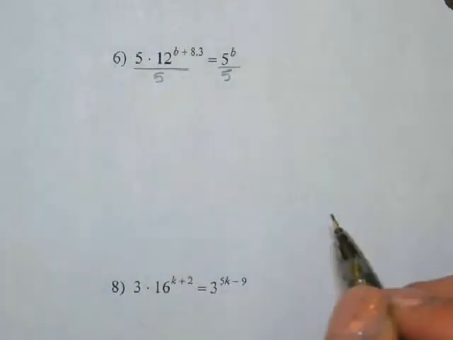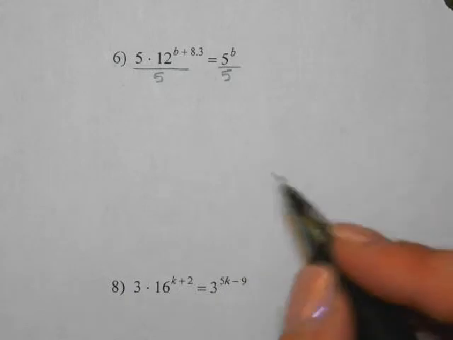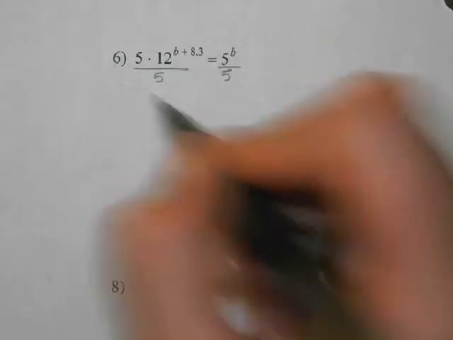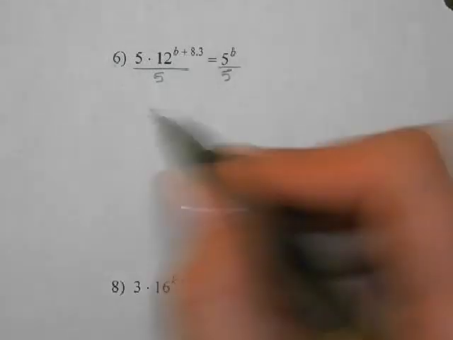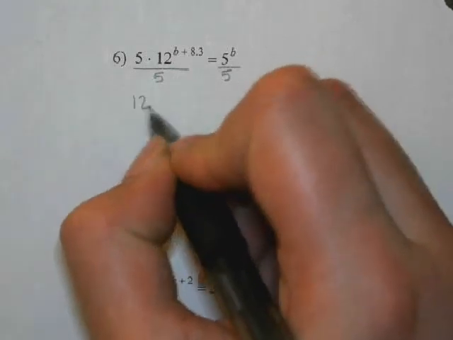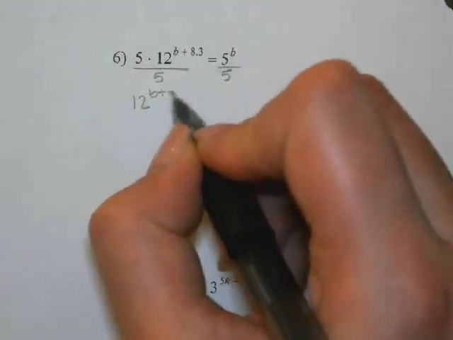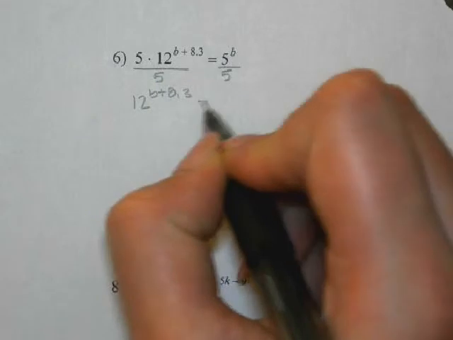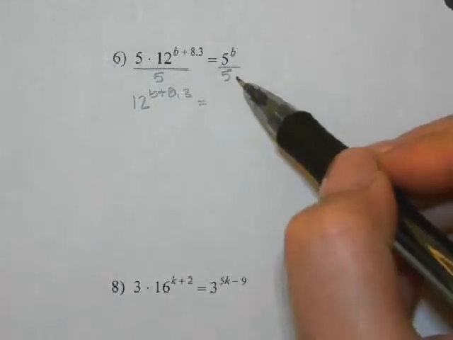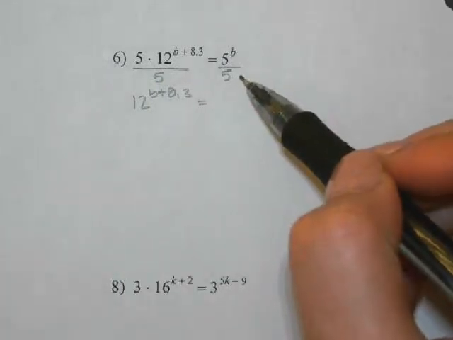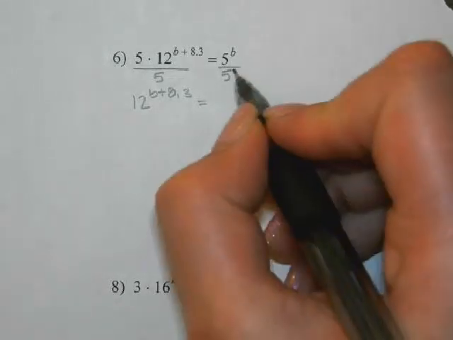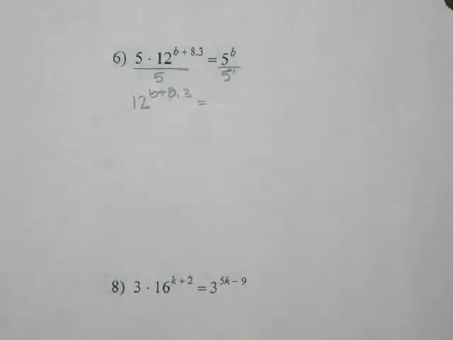And write small when you do this because these take more space. Or do them on a separate sheet of paper. These ones do take more space. So we have 12 to the b plus 8.3 equals, this 5 on the bottom has an exponent of what? 1. So anytime we have something that doesn't have an exponent written, that exponent by default is 1.